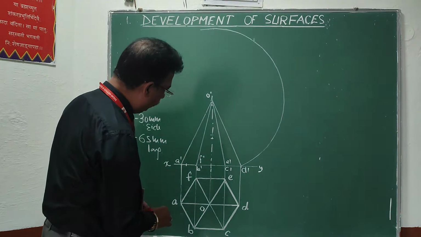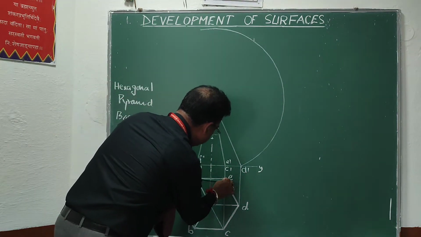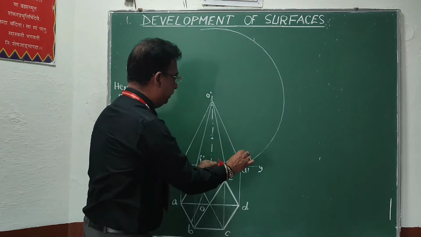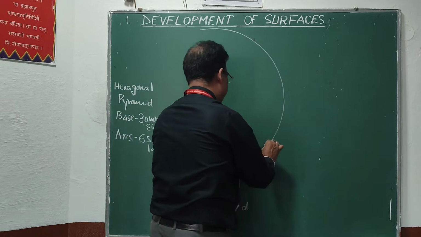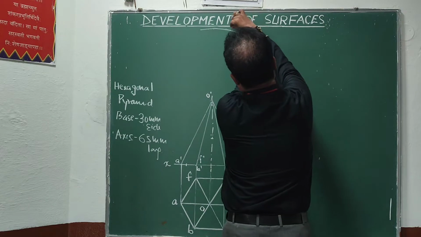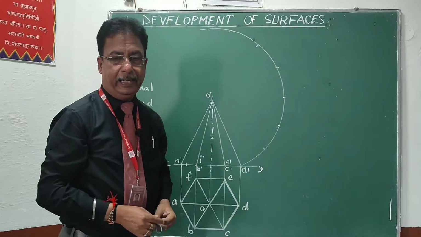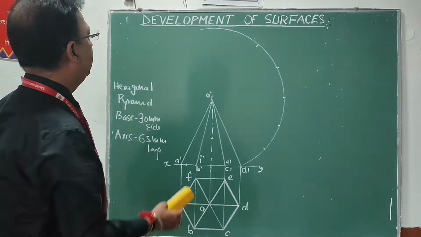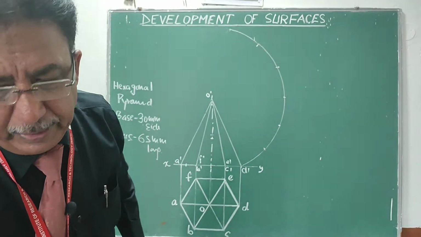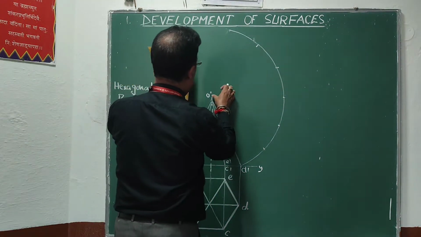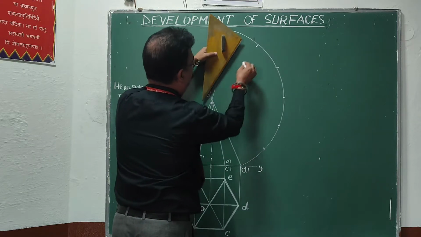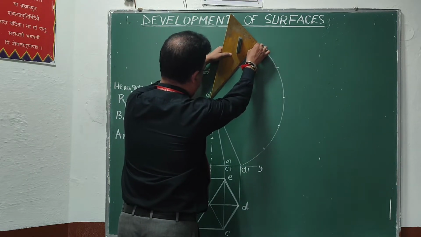After that, the base side will be true length in the top view. So from the top view I have taken this length, that is 30 mm. Now on this arc I am going to start cutting 1, 2, 3, 4, 5 and 6. As I already told you, we are going to get 6 triangles. So I rub out the extension. Now if I join these points with the apex, that is O dash, like this, I will get the development of this pyramid.